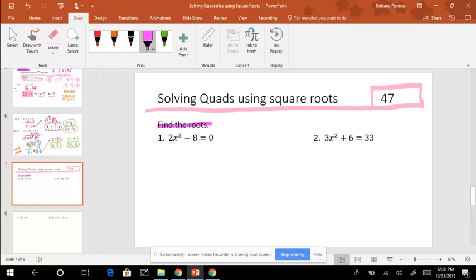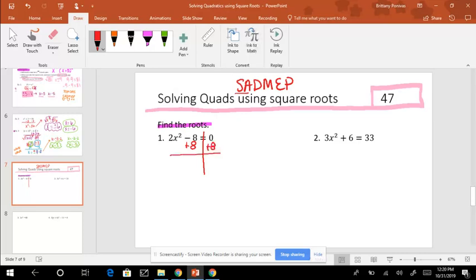For number 1, again, we are doing these solving using square roots. So we're going backwards of the order of operations, so we're doing SADMAP, which means we need to take care of the adding or subtracting first. In number 1, we have a subtracting 8 on the left-hand side, so we need to add 8 to both sides of the equal signs.